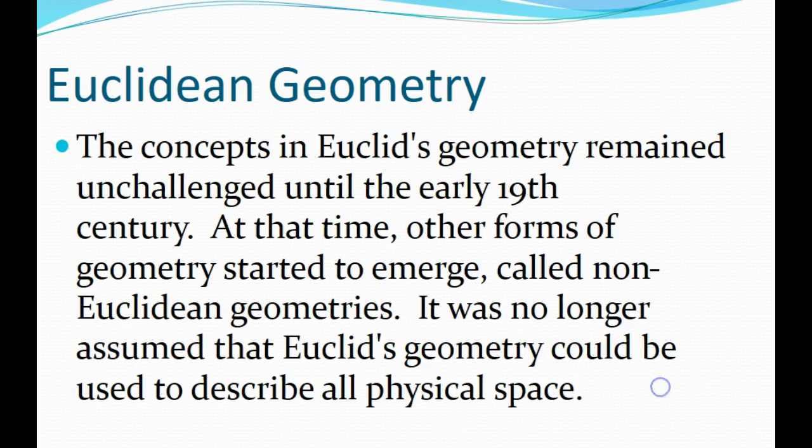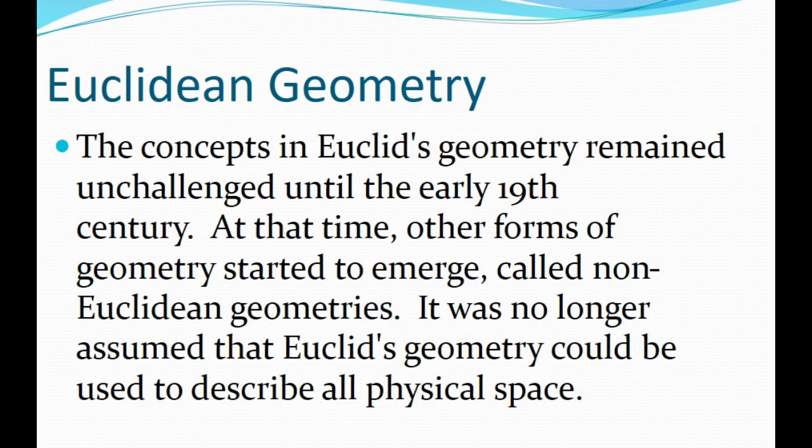Okay. The concepts in Euclid's geometry remained unchallenged. So basically it was the standard up until the 19th century. And at that time, other forms of geometry started to emerge. So there's Euclidean geometry, what we're going to learn this year. And of course, then there's the non-Euclidean geometry. Okay? It was no longer assumed that Euclid's geometry could be used to describe all physical space.